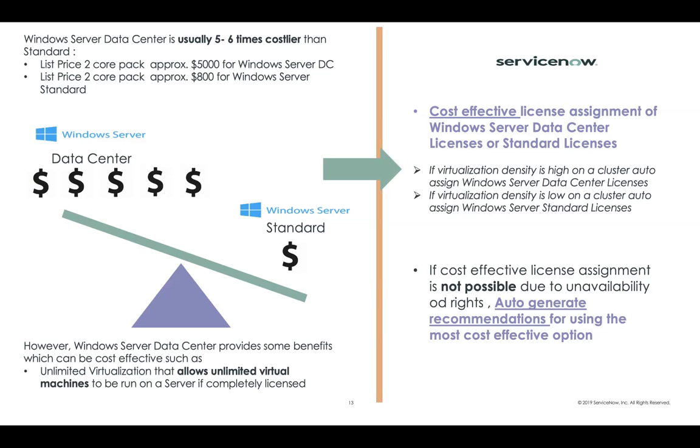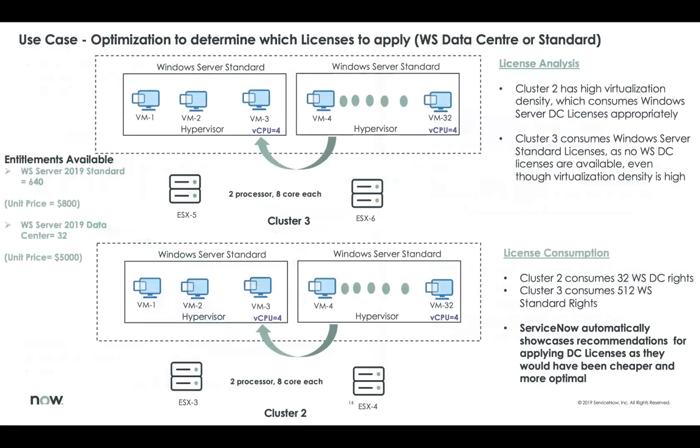With that being said, let me go to a quick use case and then demonstrate this functionality on the product. This use case is about two clusters. As we can see, cluster 3 and cluster 2 have about 32 VMs running on them, each running Windows Server 2019 Standard. The organization has both Datacenter licenses, about 32 rights, and Standard licenses, about 600 plus rights. They have more Standard licenses than Datacenter licenses.